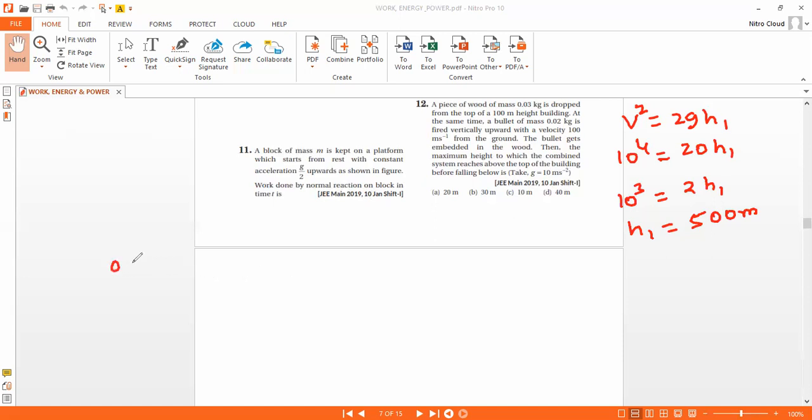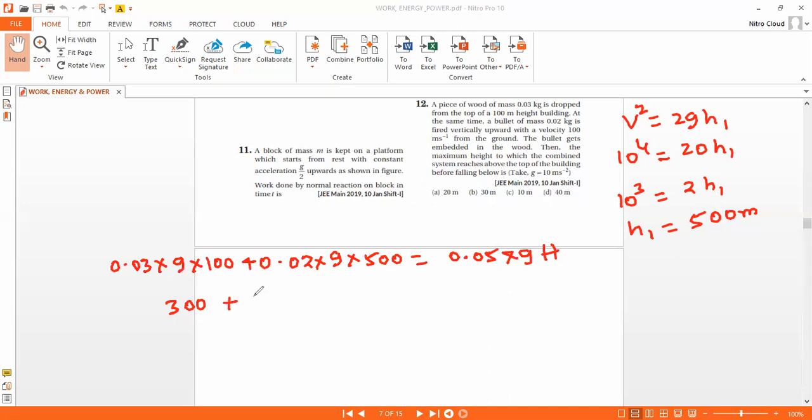So 0.03 into g into 100 plus 0.02 into g into 500 is equal to 0.05 into g into capital H. That is 300 plus 2 into 500 is equal to 5H. That is 5H is equal to 1300. H is equal to 260 meters.